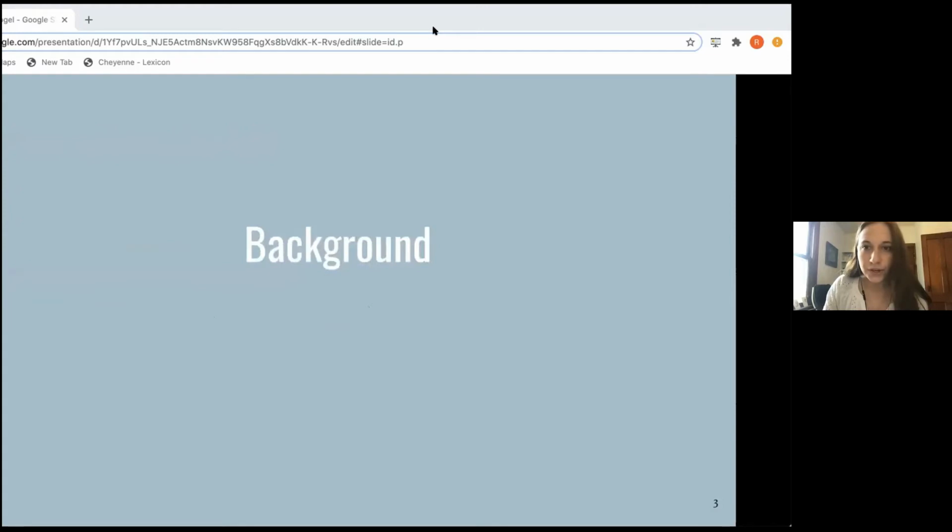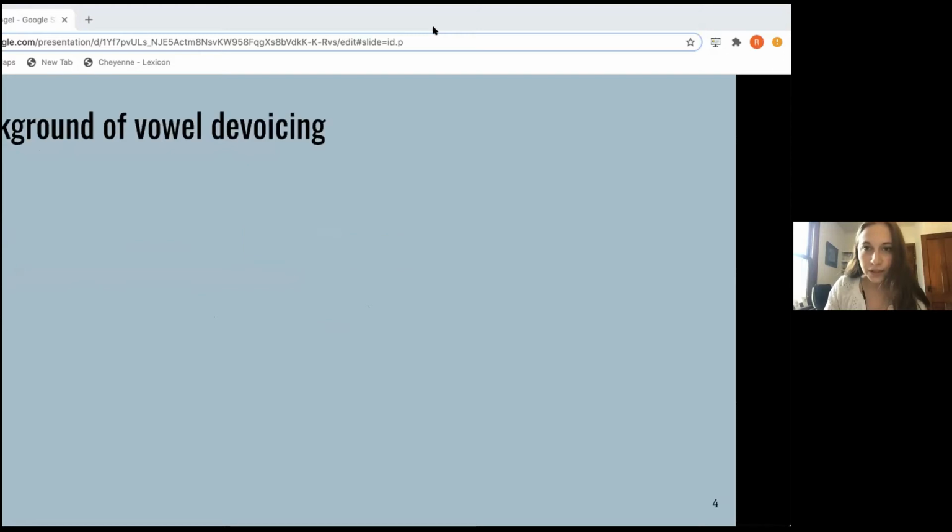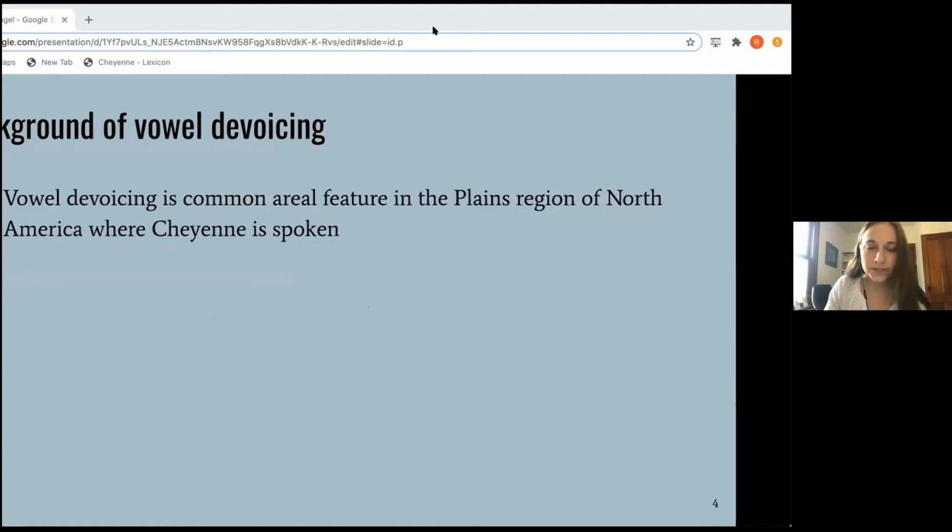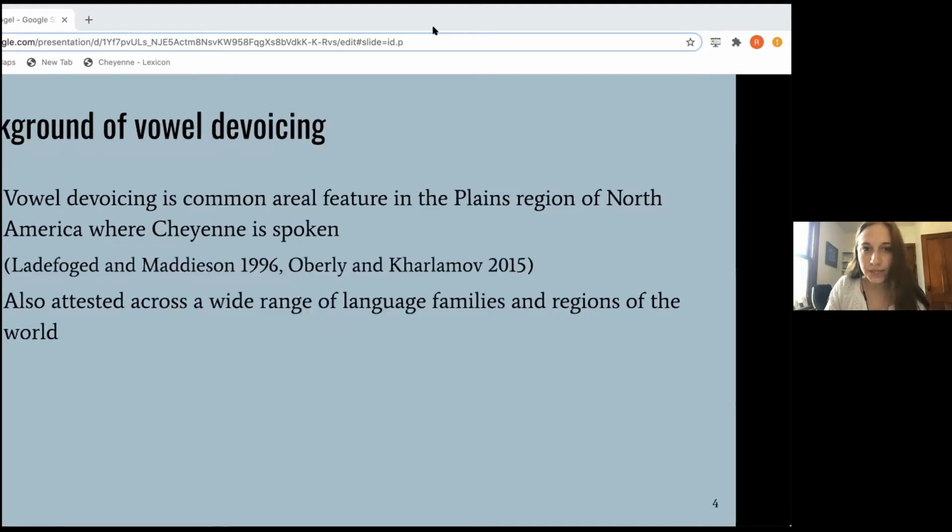So I'll start now by providing some background, first on vowel devoicing in general, and then on the issue of gradients in acoustic studies of vowel devoicing. Then I'll give some background on Cheyenne phonology. Starting with background on vowel devoicing. This is a common areal feature in the Plains region of North America where Cheyenne is spoken. And it's also attested across a wide range of language families and regions of the world.